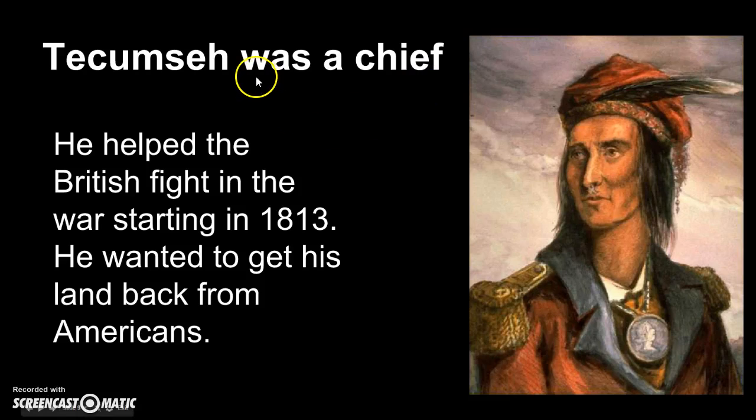Tecumseh was a Native American chief. Remember, a chief is a leader of a Native American group. He helped the British fight in the war starting in 1813. He started to help the British. He wanted to get his land back from the Americans. The Americans were taking Native American lands, and the British Army told Tecumseh that they would give him his land if he helped them fight against the Americans.